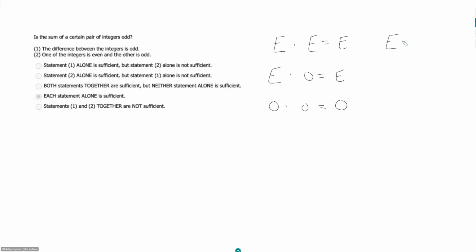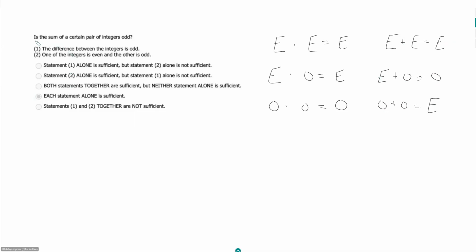And the only way to get an odd is to multiply all odds. Now the ones sometimes I have to think for a second are when we are adding. That's no problem because we can just come up with any example. 4 plus 4 is 8, so an even plus an even is even. Even plus odd, 4 plus 3 is 7, which is odd. And then odd plus an odd, 3 plus 3 is 6, which is even.